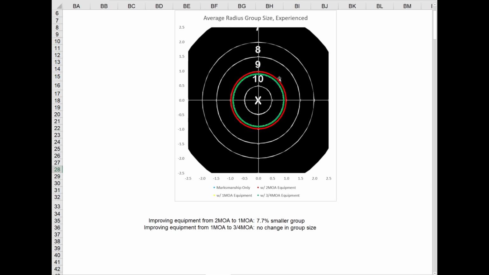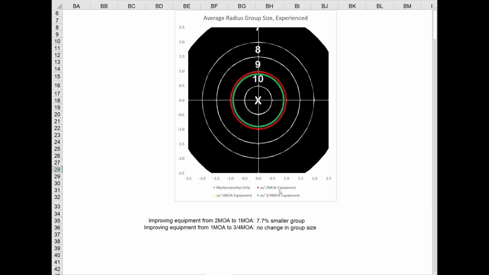Same thing. One difference is, again, the group size is smaller, as you might expect, with the greater skill of the shooter. So instead of being out here in the mid-ring 9, now we're right at the edge of the 10 ring. So again, the blue is the marksmanship only, and once again, you can't see it because there are other points over it, but it's underneath this green. Just take my word for it.